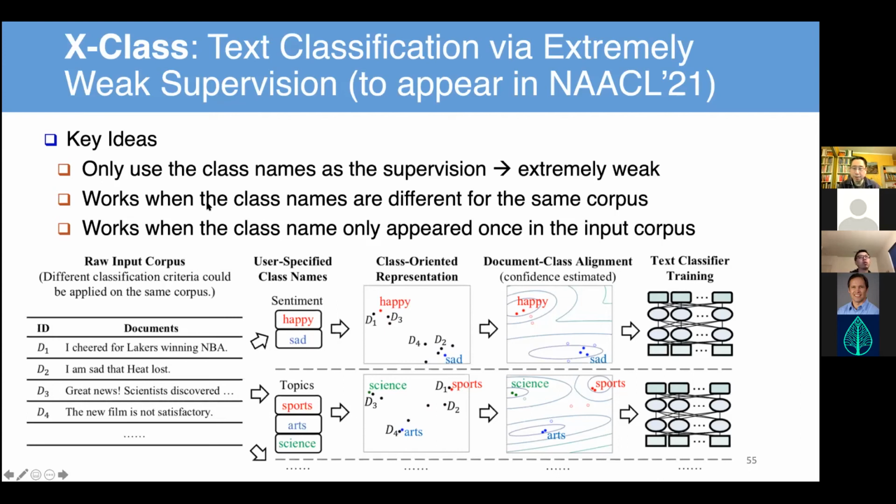This method will work well when the class names are different for the same corpus. It will also work well when the class name only appears once in the input corpus.